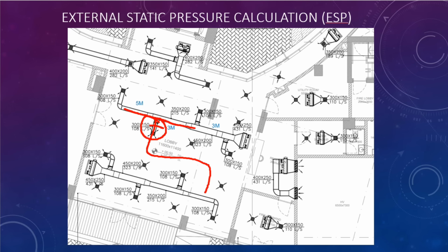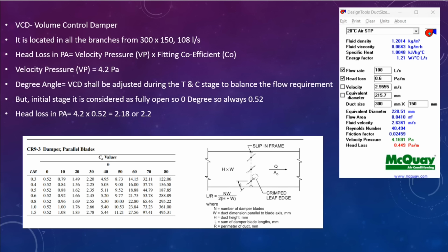Because if you have something like this in your project, you would have to know how to find it out. So here it is 108 liters per second, and the duct size is 300 by 150. So let's see how to find out. Here I have given the size 300 by 150 and the airflow. From the duct size you can take the 108 liters per second, and head loss same 0.6, and the velocity pressure was 4.16. So you can apply the same formula: head loss equals velocity pressure into fitting coefficient.